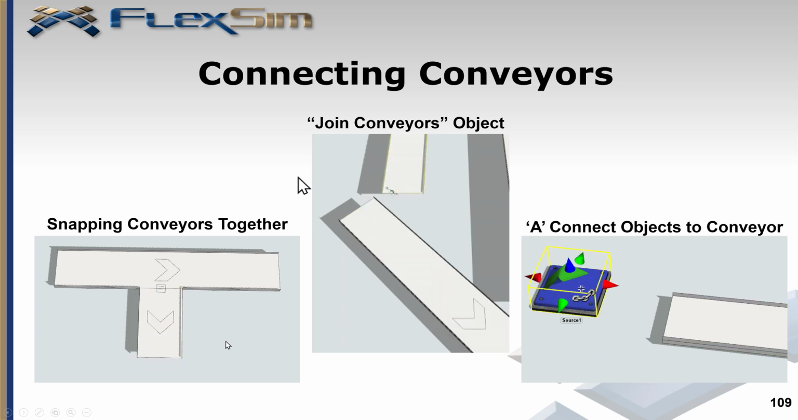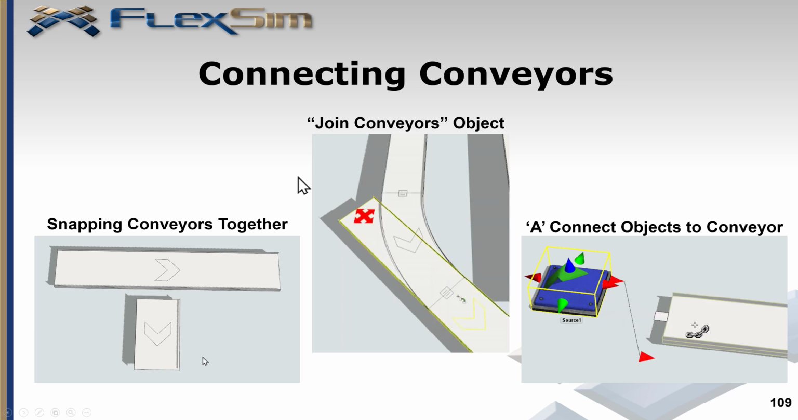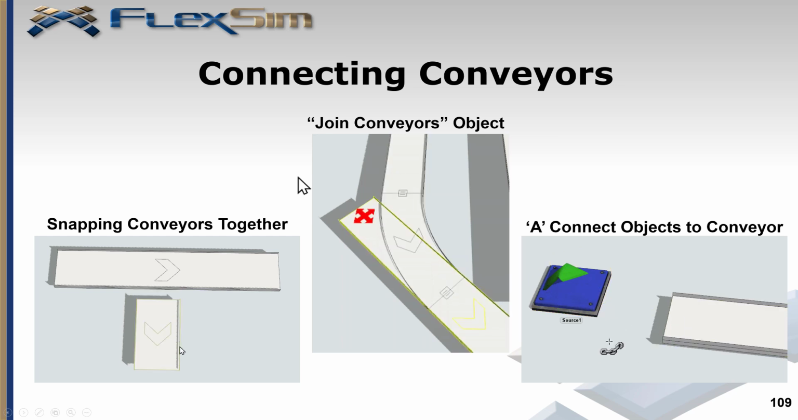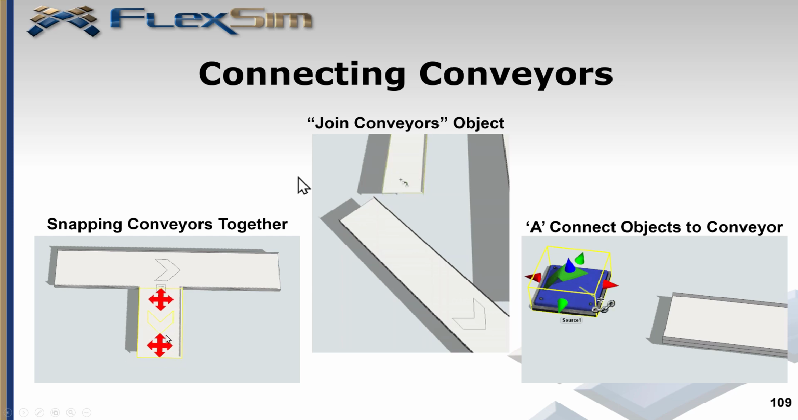Even though the join conveyors object is in the FlexSim library, it actually functions more like a tool than a 3D object. But because the tool creates a new curved conveyor in the process of connecting two existing straight conveyors together, it's considered a library object. It's an extremely useful time-saving tool for getting a large conveyor system model built.